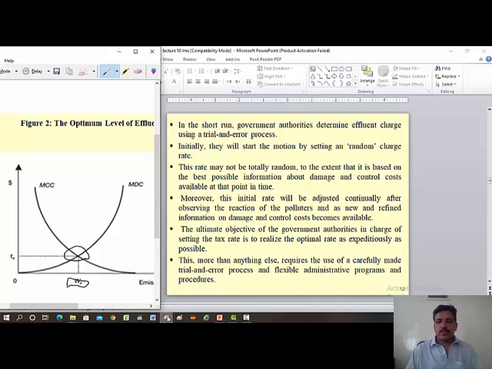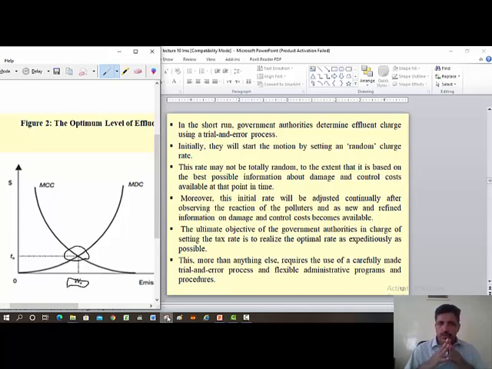Initially, they will start the motion by setting a random charge rate. This rate may not be totally random, to the extent that it is based on the best possible information about damage and control costs available at that point in time. As stated earlier, it is a very difficult task to get exact information on damage and pollution control. However, initially the government fixes the effluent charge by using the available information.